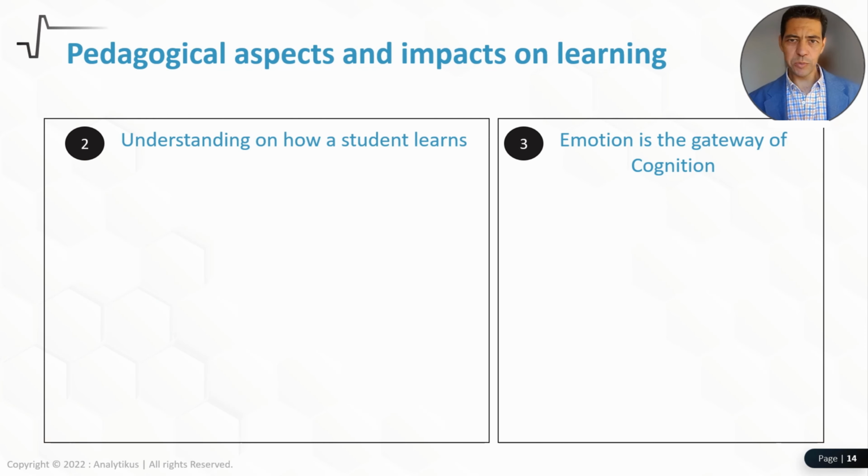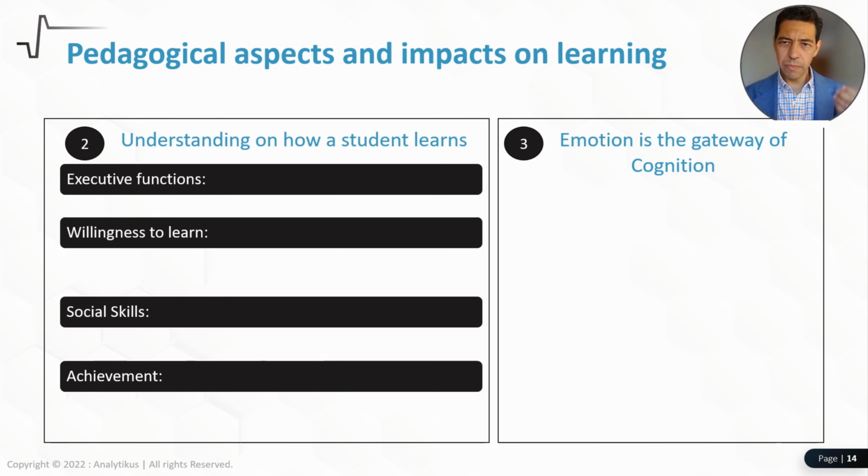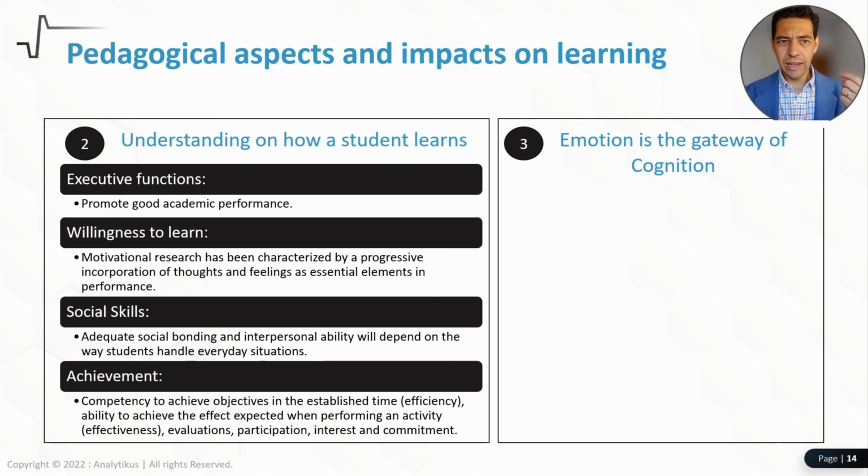From a pedagogical perspective, we're impacting learning based on those four pillars. Executive functions. The messages have been put together in order to promote academic performance, in order to promote motivation, because at the end, we all know emotion is the gateway of cognition. Based on those interpersonal abilities, the messages push the student or give tips to the student in order to develop those skills and, of course, achievement.